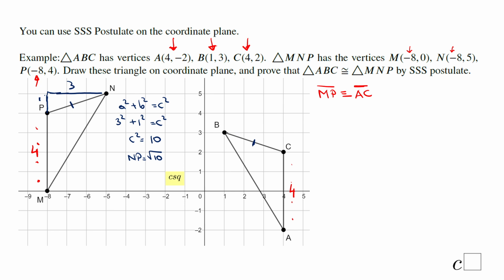If you do the same math here, look at here. This is 3, this is 1, 3 and 1. If you do the same math, how much do you think BC will be? BC will be also square root of 10. So now I can write this statement here. NP congruent with BC. They both have the same measure of square root of 10. And we have one more side to check. So by the way, we check these two. They both 4. We need to check the last one.